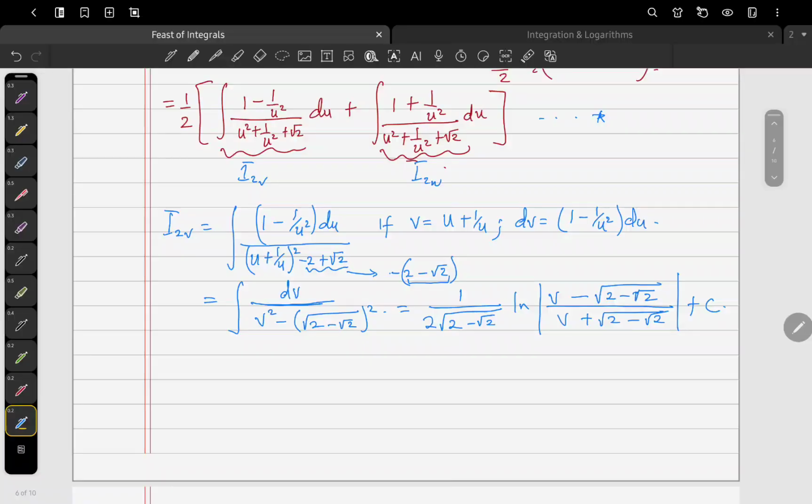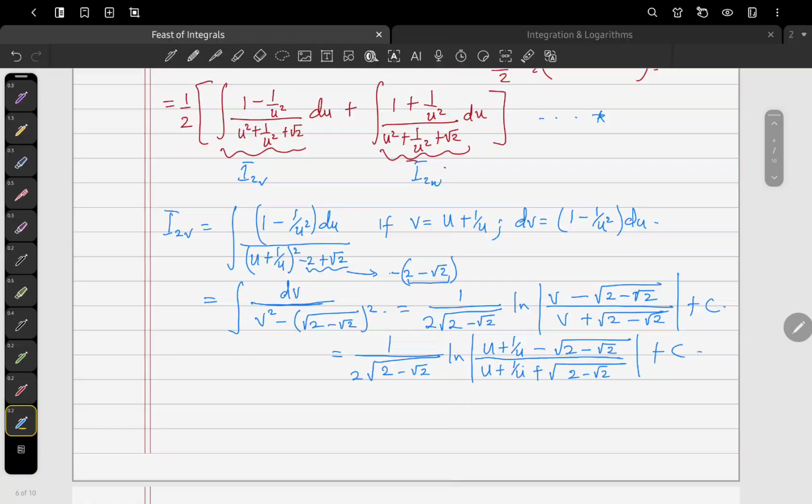And then it could be clever to bring the u back from here, but let's just go with, okay, let's bring the u back now. So this is 1 over 2 square root of 2 minus square root of 2 natural log of, so v is u plus 1 over u minus square root of 2 minus square root of 2 over v plus, or u plus 1 over u plus square root of 2 minus square root of 2 plus c.